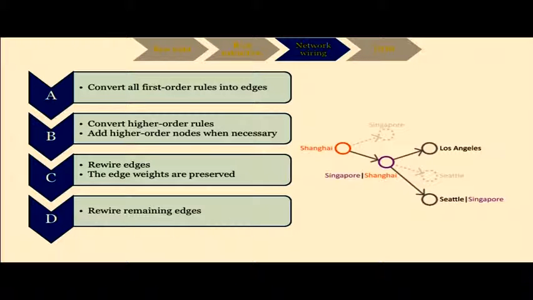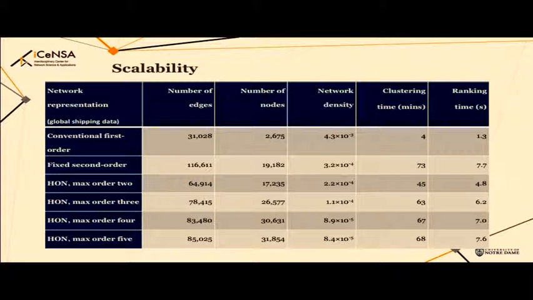What we are trying to do is capture the higher order dependence, capture the memory that matters. Not every prior sequence information would be statistically significant. So what we are interested in is capturing the prior sequence information that is statistically significant here. And then we said, okay, let's compare. In the conventional first order network, the number of nodes and edges stays the same. This is the density, this is the clustering time of 4 minutes, and the ranking time of 1.3 seconds.